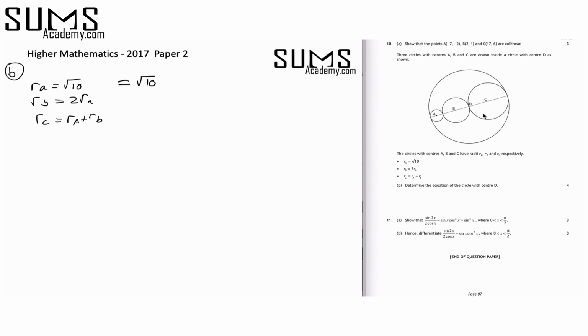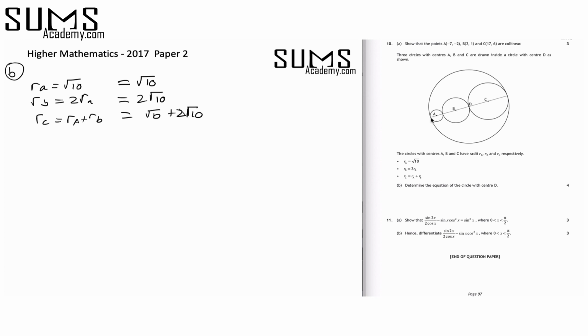So to get the equation of the circle, we need the center and we need the radius. So how do we work this out? Well, to work out the radius, we're going to need to know what all the other values of these are, because it's just going to be a combination of all of them added together. So RC is RA plus RB, which is going to be root 10 plus 2 root 10.